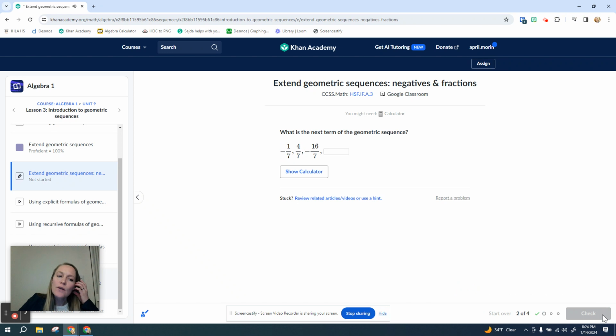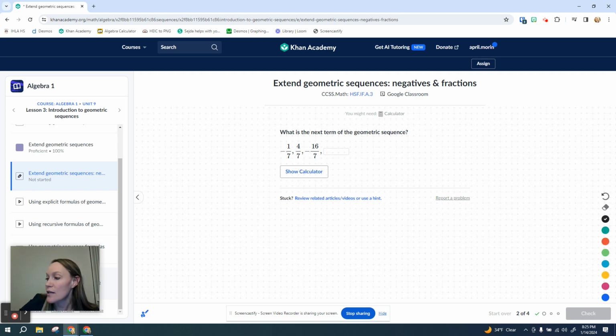Good work. So even though there are scary fractions in here, don't let it scare you too much. My first number is negative 1/7, but look, my denominator never changes. So that's kind of nice, right? All I'm doing is multiplying this negative 1/7 by something. I noticed I go from negative to positive to negative, so I times it by negative 4, and I get positive 4/7. So my pattern is negative 4.